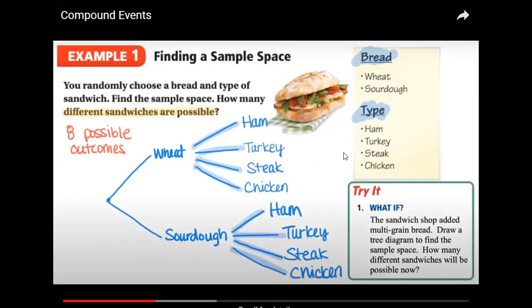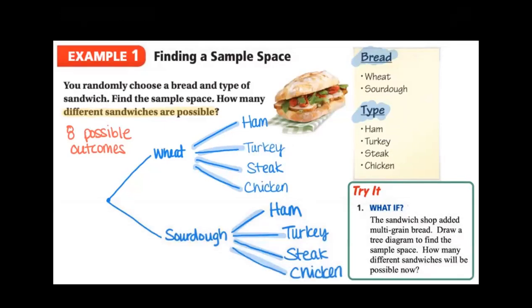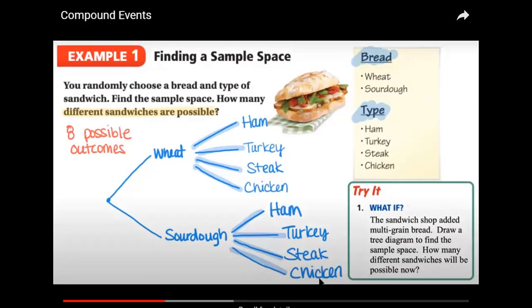So here's our first try question for this video. What if the sandwich shop added multigrain bread? Draw a tree diagram to find the sandwich space. How many different sandwiches will there be possible now?